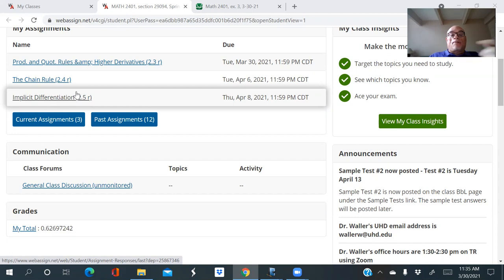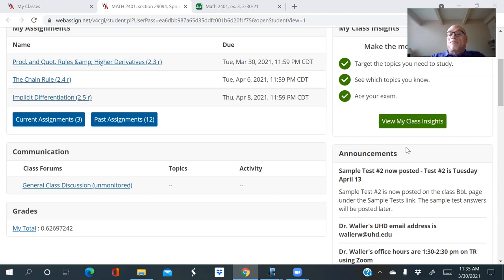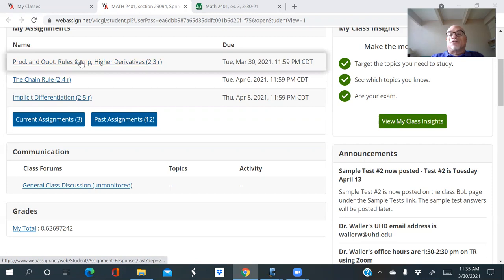We've got a lot more people logged on now, so I hope most people heard what I just said. It was mostly in relation to this announcement: sample test number two is posted, and test number two will be Tuesday, April 13th, in the same format as test number one. And here is your homework list, and you've got a homework due tonight at midnight. So be careful that you finish that by tonight at midnight.